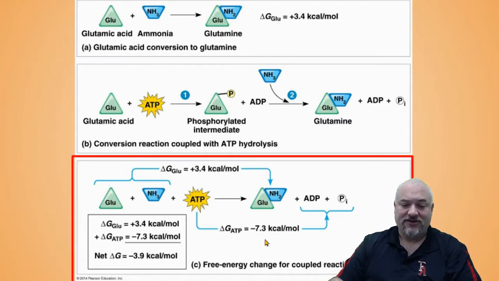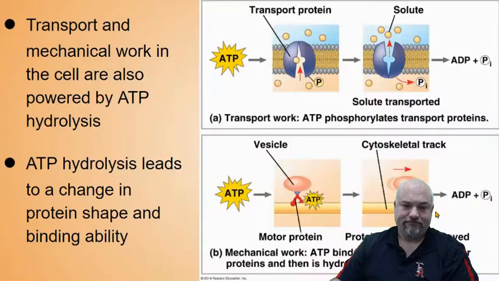So we couple this exergonic reaction with an endergonic reaction. This powers that, but we do lose some energy. Overall, the energy drops. We lose energy somewhere. And we can see on this slide some of the other ways that we use ATP, for transporting molecules, for some mechanical work within the cell. We can do that using ATP.